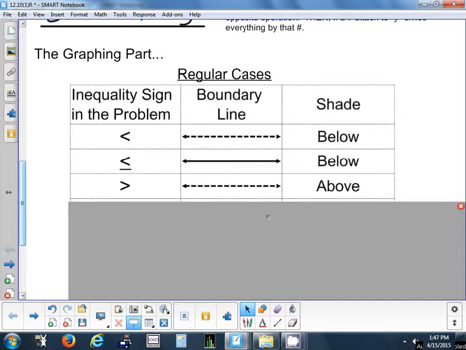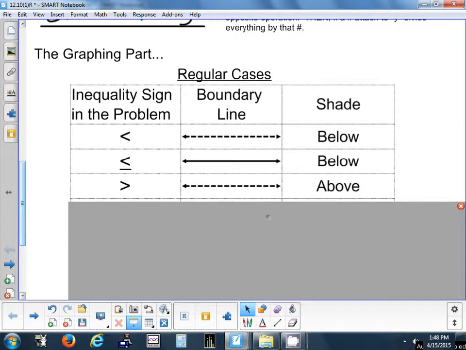That's the opposite of the first one. So this is greater than, right? Dotted line. Whether it's less than or greater than, I'm going to use a dotted line, and I'm going to shade above. It's greater than, right? It has more. It is more. You're going to shade above.